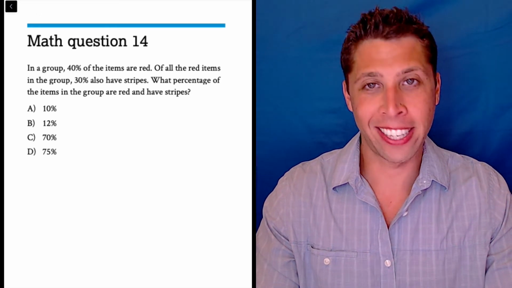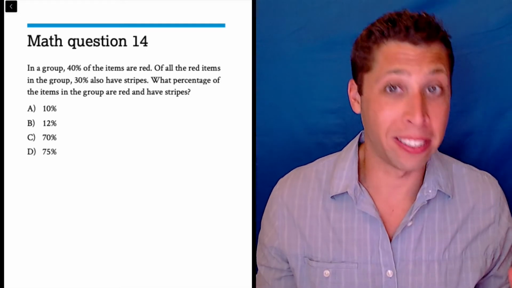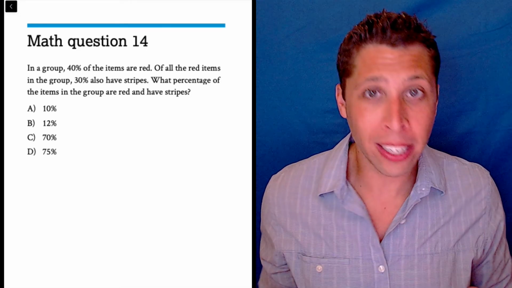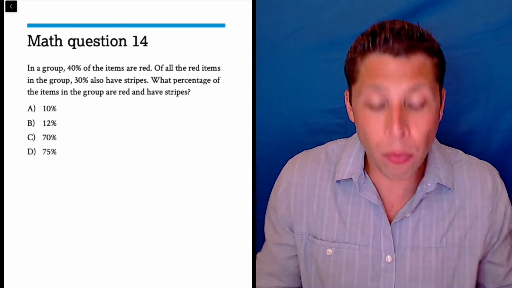This is a classic SAT move. They've been doing this forever. Basically, they're asking you to calculate something, but they're not giving you a thing to calculate, right? In a group, 40% of the items are red. Well, a group of what? How much is in the group?